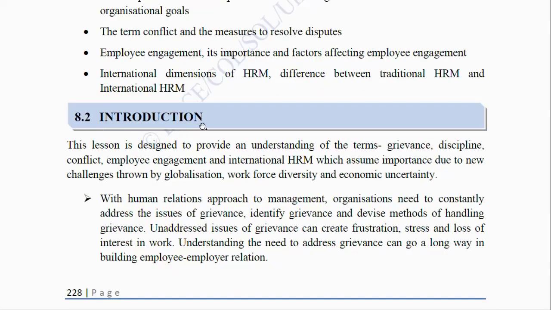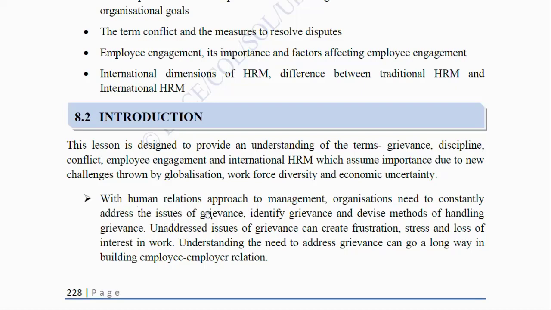8.2 Introduction. This lesson is designed to provide an understanding of the terms grievance, discipline, conflict, employee engagement, and international HRM, which assume importance due to new challenges thrown by globalization, workforce diversity, and economic uncertainty. The lesson covers following subtopics in detail.